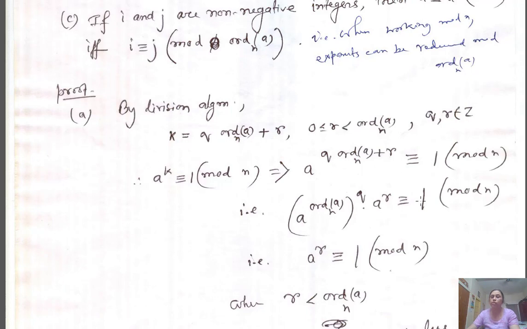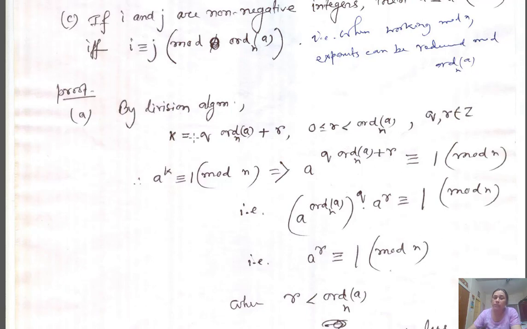We are getting A to the power R is congruent to 1 modulo n, where R is less than the order of A modulo n. So this is possible only when R equals 0. Because by the definition of order, order is the least positive integer such that A to the power order is 1 modulo n. But we are getting another integer R which is less than the order of A, and A to the power R is 1 modulo n. So since R is less than the order of A modulo n, this relation holds only when R is 0.